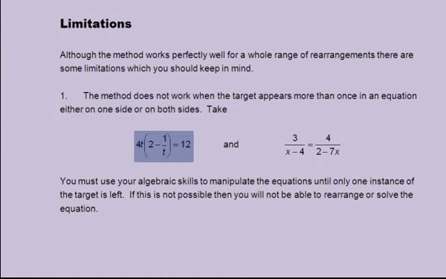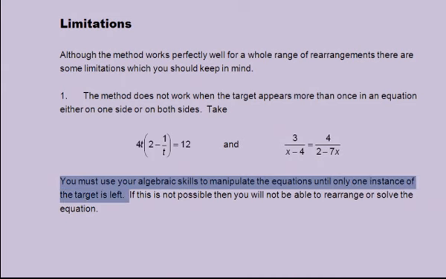4t multiplied by 2 minus 1 over t equals 12, and 3 divided by x minus 4 equals 4 divided by 2 minus 7x. You must use your algebraic skills to manipulate the equations until only one instance of the target is left. If this is not possible, then you will not be able to rearrange or solve the equation.